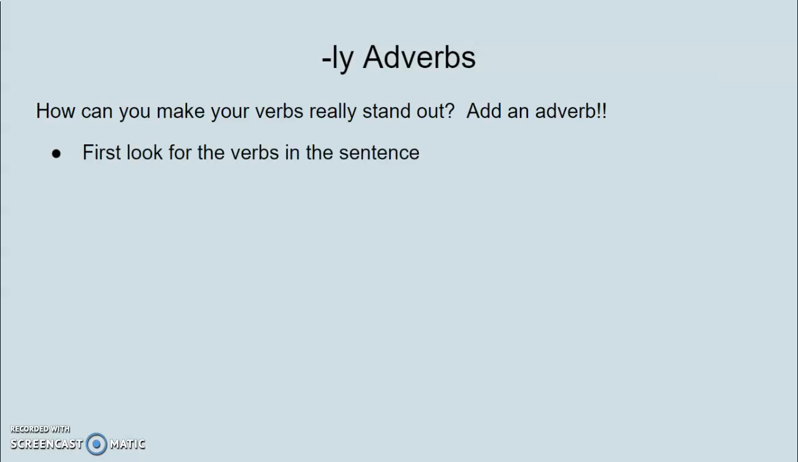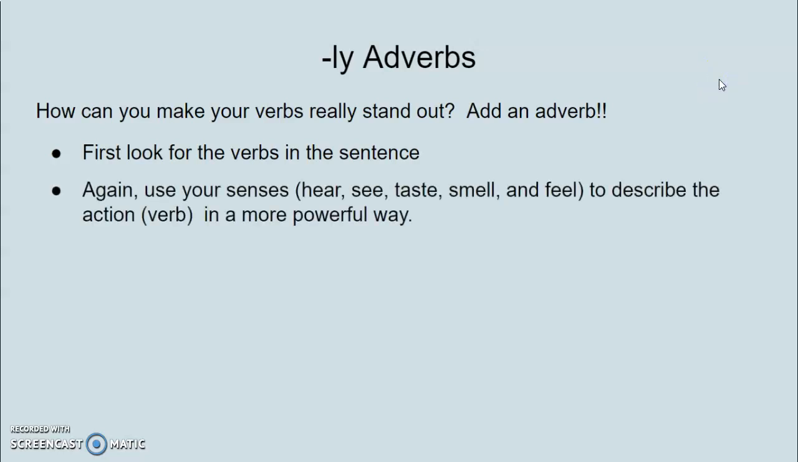So first, just like we did with adjectives, except for adverbs, we're looking for the verbs in the sentence. So you find your verbs, and then again, use your senses, hearing, smelling, tasting, feeling, and seeing, to describe the verb or the action of the sentence in a more powerful way. Now, once you've identified it, if you already put one in there, or if you need to add one, make sure you underline it in yellow, not marker, but crayon or colored pencil.